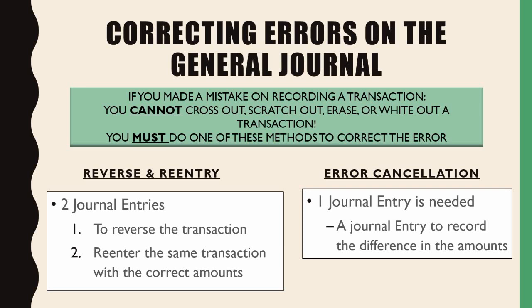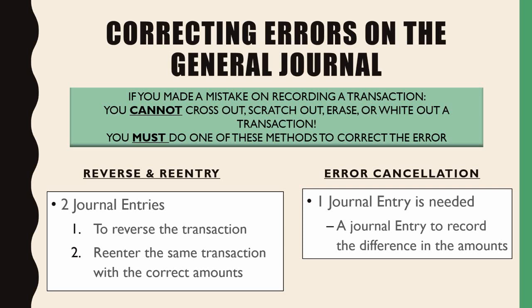So again, rule of thumb here is you should never edit a transaction for any reason because it will look like fraud. So in order to correct those types of errors, we have two different types of correcting errors. We have the reverse and re-entry, which is pretty straightforward, right?